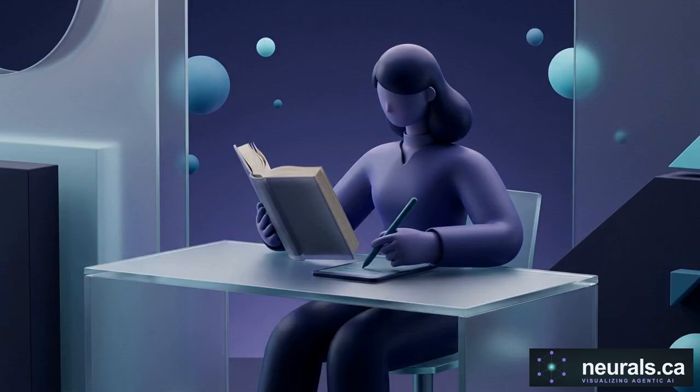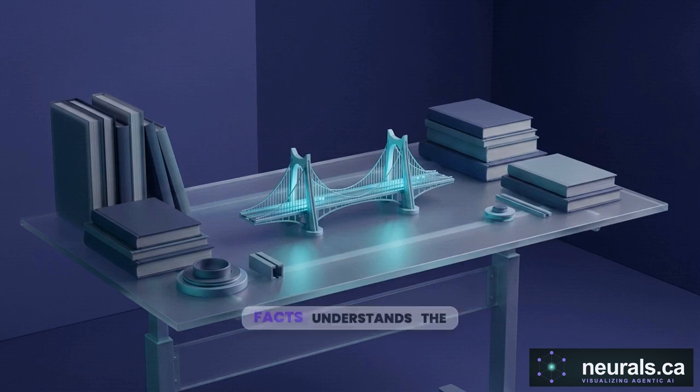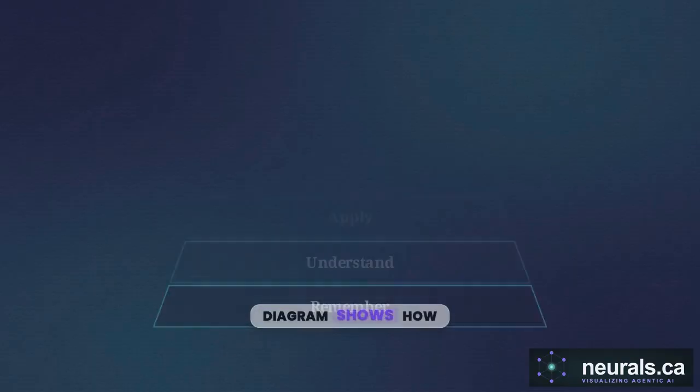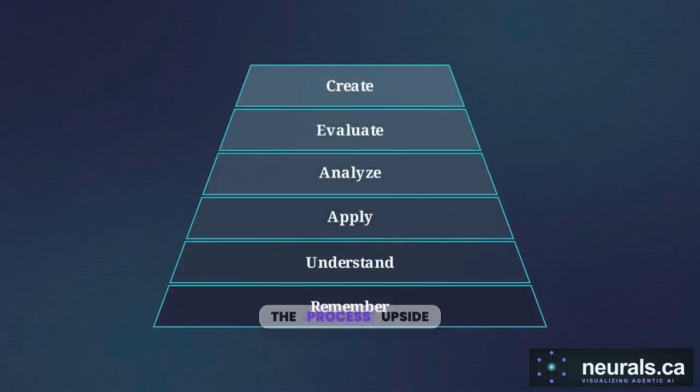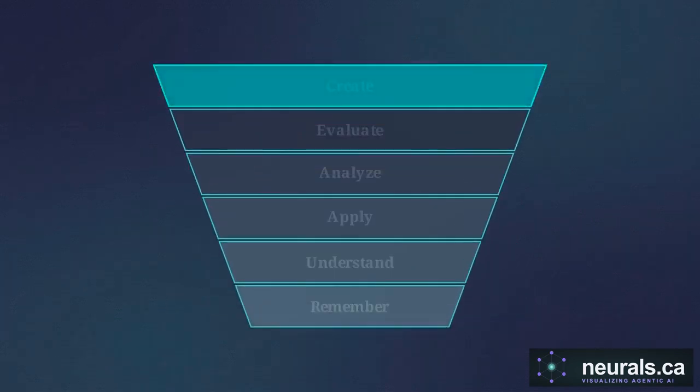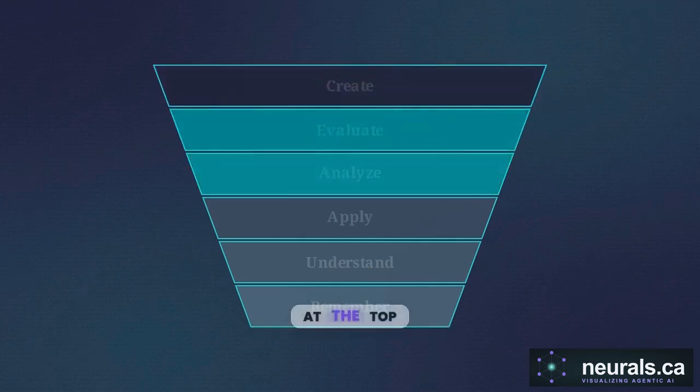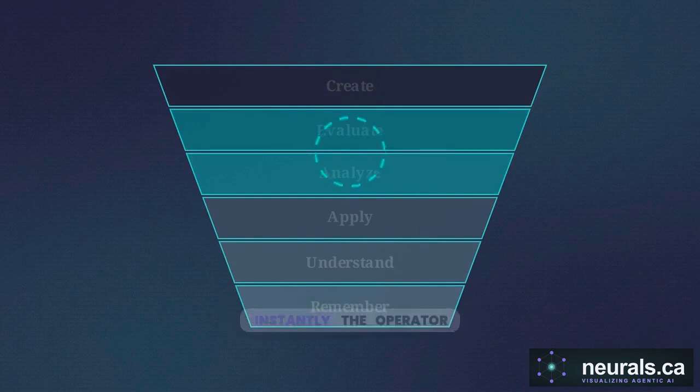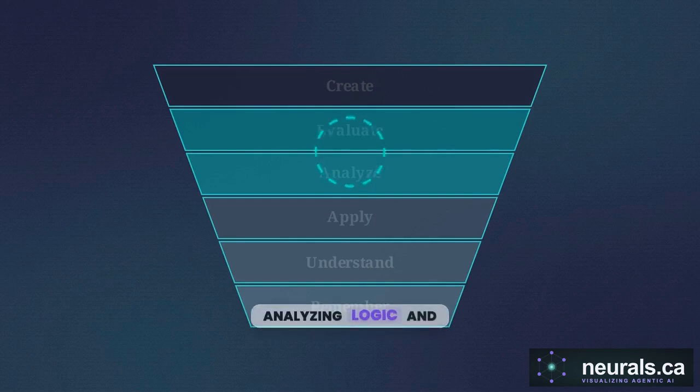Biological human learning follows a strict upward path. A person internalizes basic facts, understands the mechanics, and learns to apply the rules long before they attempt to create an original, complex design. This diagram shows how generative systems flip the process upside down. The machine instantly synthesizes a final draft, dropping the human workflow at the top. Because generation happens instantly, the operator is forced downward into middle tiers, analyzing logic and evaluating the machine's structural choices.